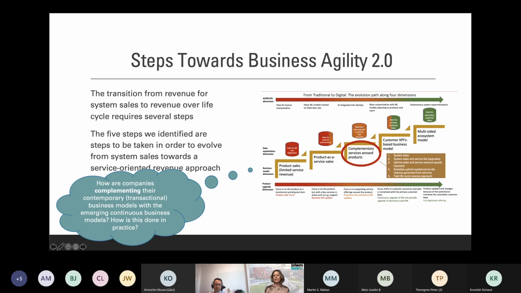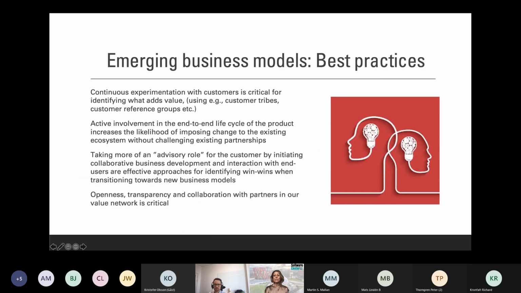That was one of the key topics with regards to business models. And then we had a workshop where we explored basically how do you work? What are the best practices for moving towards these more service-oriented sales that open up for new opportunities? And many of the people in this workshop mentioned things like continuous experimentation. We had a presentation on customer tribes, customer reference groups, the importance of working close to your customer and to iteratively and incrementally learn from these customers.